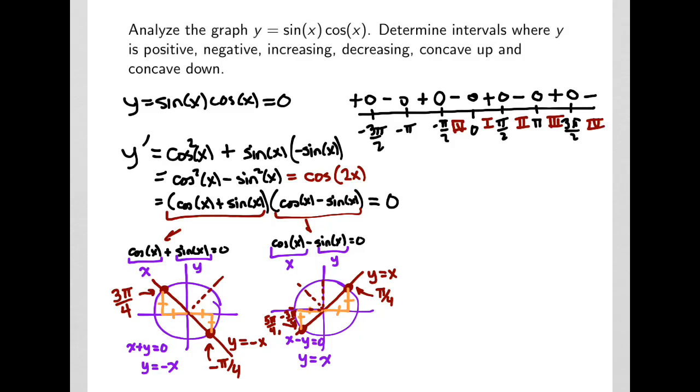Now that I know where this first derivative equals 0, we can make a number line. So we can make a number line. And we'll label each of the points where it's possibly equal to 0. So we are at pi over 4, 3 pi over 4, 5 pi over 4, and so we're going to be every odd pi over 4. So minus pi over 4.